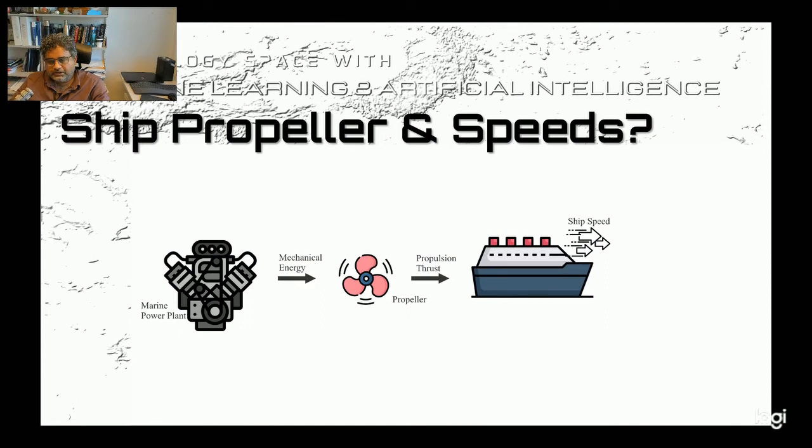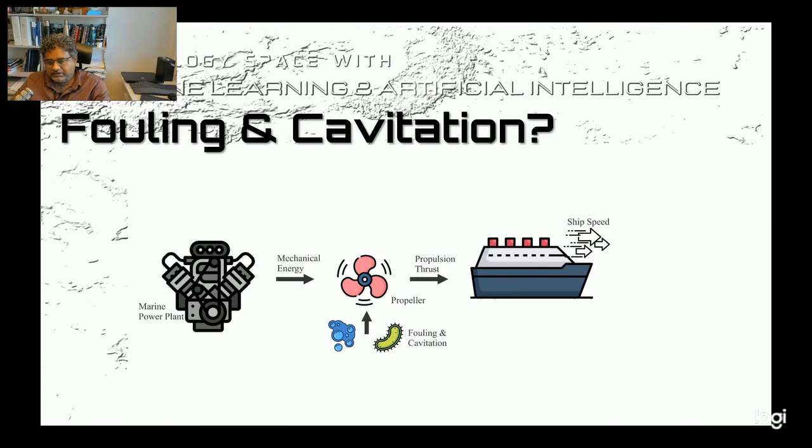So let's look into the next part of the fuel life cycle. In this situation, the mechanical energy created by the marine power plants is transferred into propulsion thrust by a propeller. I am assuming that this vessel is equipped with a propeller, and of course the propulsion configurations for these vessels can vary. And then that propulsion thrust is transferred into ship speed. One of the biggest challenges with these propellers would be fouling and cavitation. If that happens, there will be mechanical energy losses during this process.